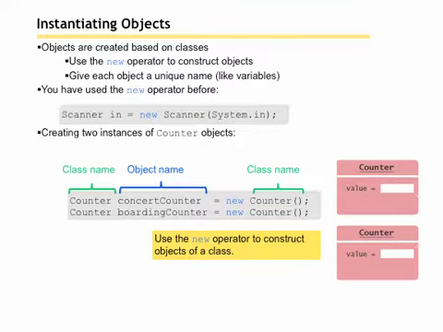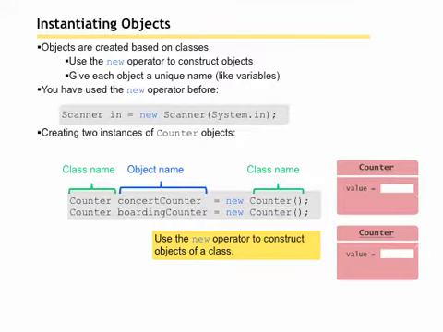We need the keyword new to construct objects. The new operator does three things. Number one, it allocates enough memory for the object. Number two, it calls the constructor. And number three, it returns the address of that memory so that the object variable on the left-hand side of the equal sign stores the address of where that object is in memory.